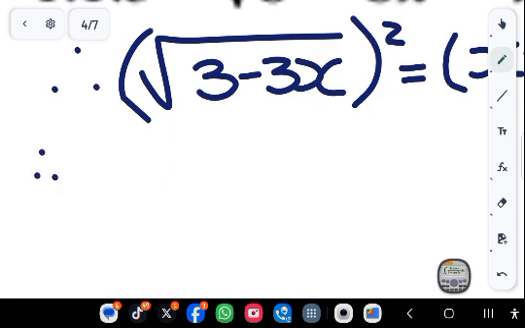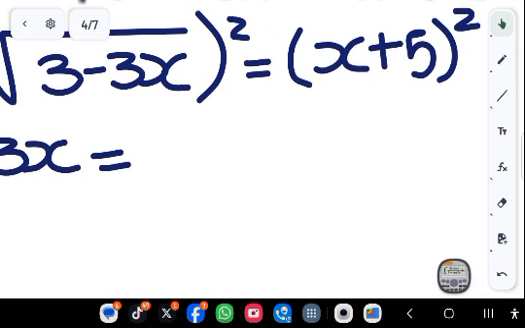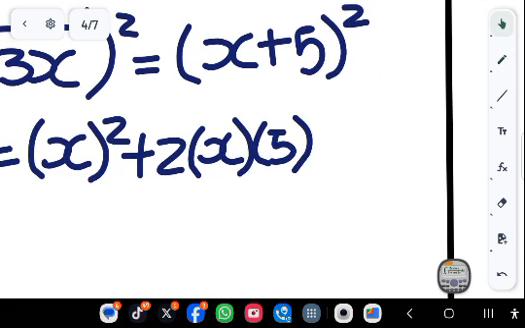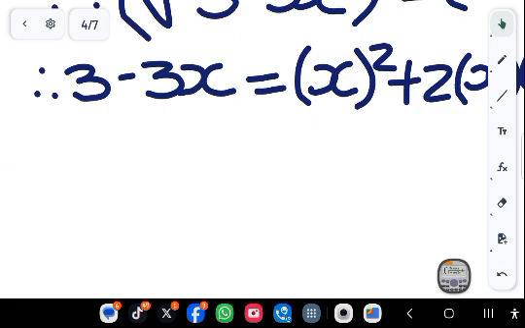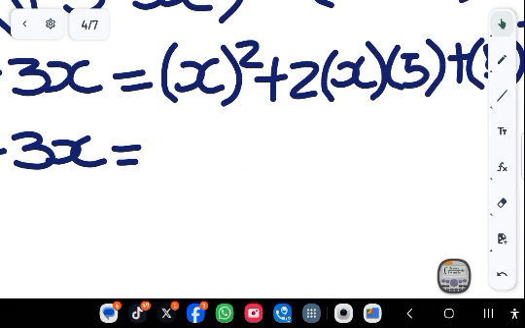Now on the left hand side, that removes the square root sign. On the right hand side, we are squaring a binomial, so that will be x squared plus 2 times x times 5. If you prefer using the FOIL method, please use that. I prefer the squaring of a binomial because it makes my life easier. You don't have to use that. You can use another method, which is FOIL. Now we expand.